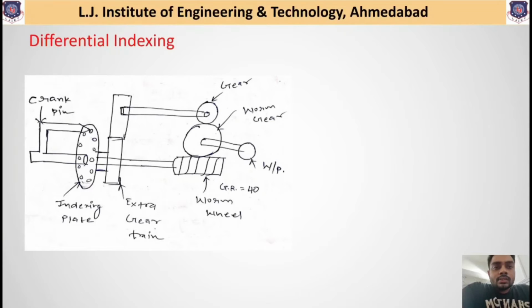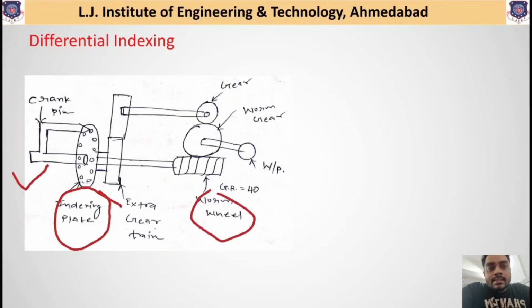So let us understand. As shown in the figure, the indexing plate is available. That indexing plate is connected through this crank and crank pin. And this crank and crank pin is directly connected to the worm wheel, as the connection shown in the figure. This worm wheel is connected to the worm gear, and this worm gear is connected to the workpiece, which is the simple arrangement which we have discussed in our previous lectures.